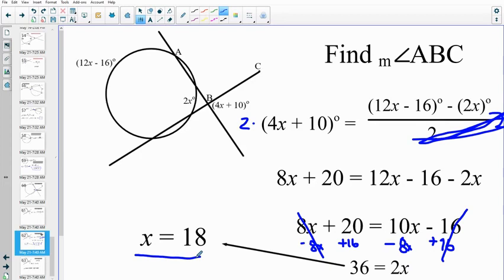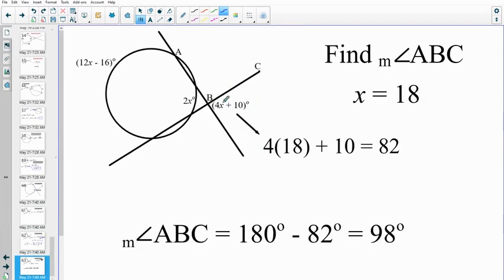And pay attention, maybe I ask for just x, what is x? Or maybe like in this one, I'm asking you for the measure of angle ABC. So we're not quite done, but we found what x was, so we can plug that in. We can plug x in, in place of x here, 4x plus 10. So if x is 18, 4 times 18 plus 10 is 82. So this angle, 4x plus 10, must be 82.